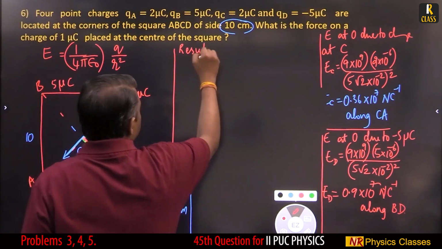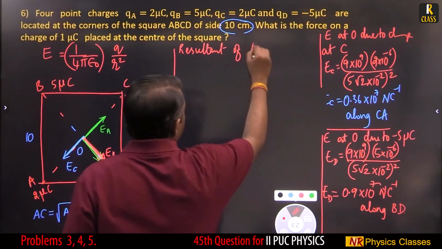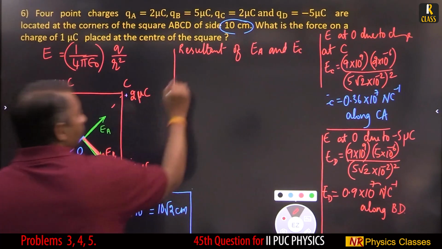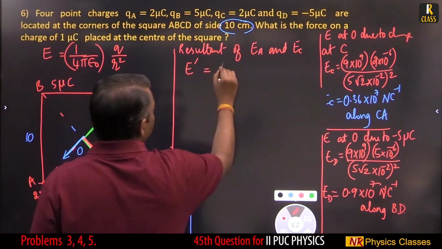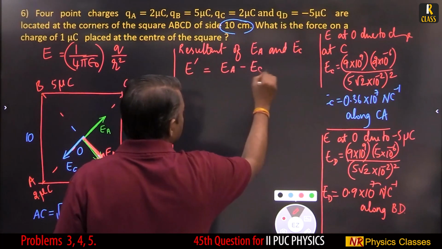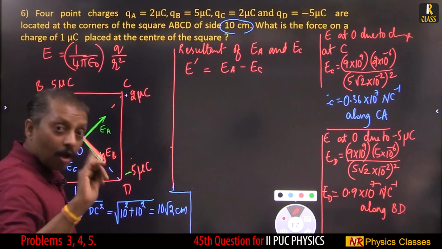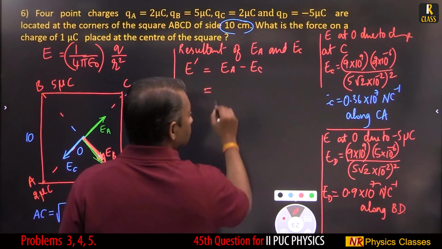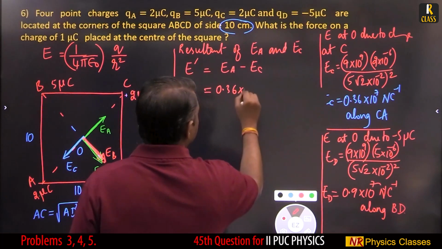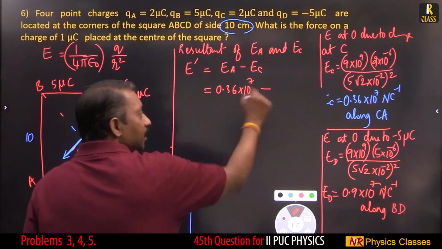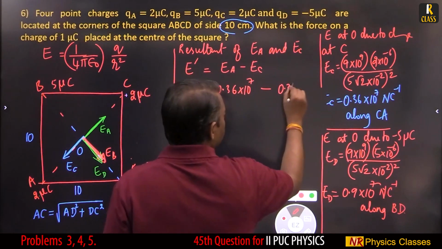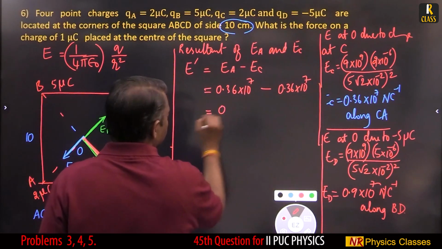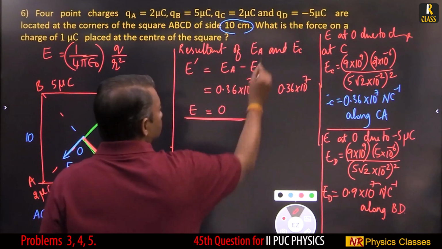Resultant of EA and EC. These two are equal and opposite. E dash equal to EA minus EC. Why minus? They are in opposite directions. Magnitude of EA is 0.36 × 10^7, minus 0.36 × 10^7. Write neatly, okay? This minus this, 0. So the resultant of these two is 0.